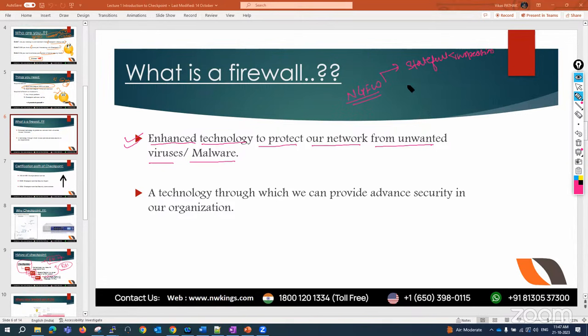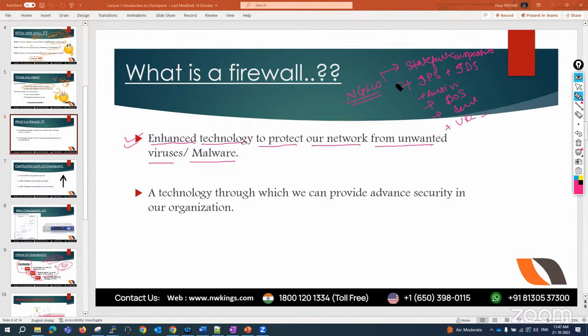With this, it already has the capability of IPS, IDS, antivirus, DoS protection, web filter, content, URL, and everything.